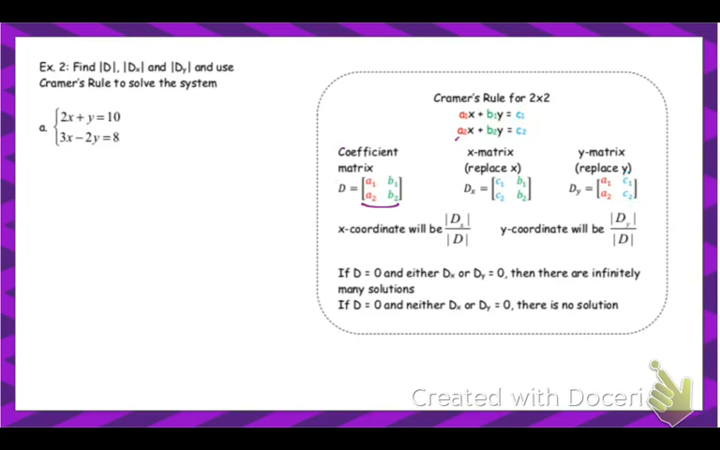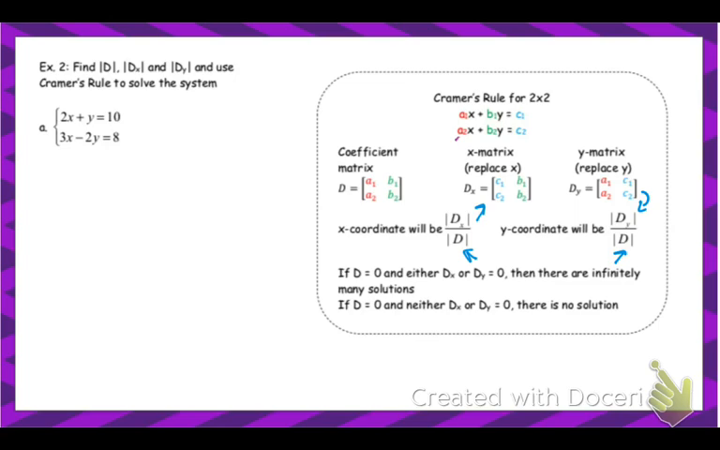Once we have those matrices, we're going to find the determinant of each one of them. Then the determinant of the x matrix divided by the determinant of the coefficient matrix is going to give us the x coordinate. The determinant of the y matrix divided by the determinant of the coefficient matrix will give us the y coordinate. So let's look at an example here.